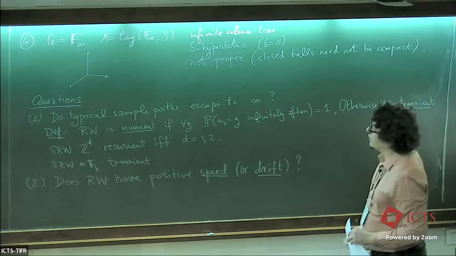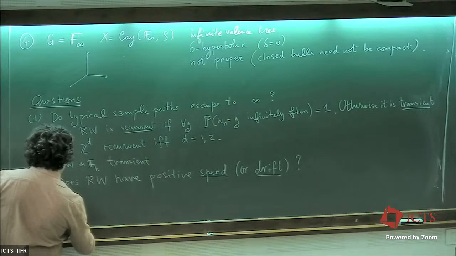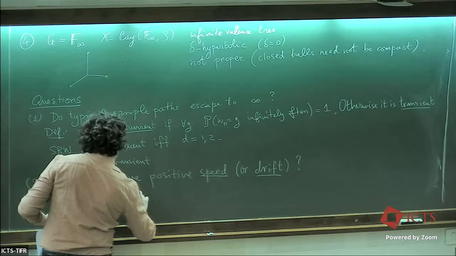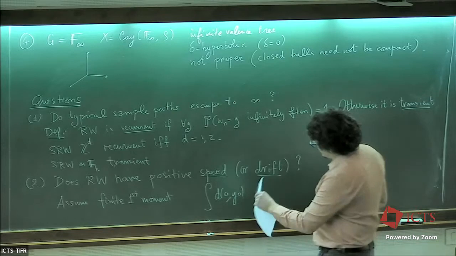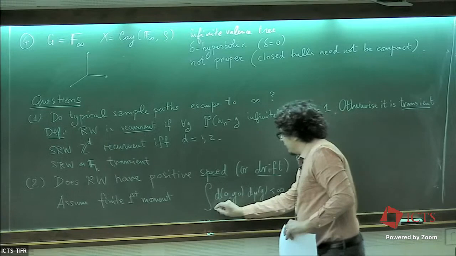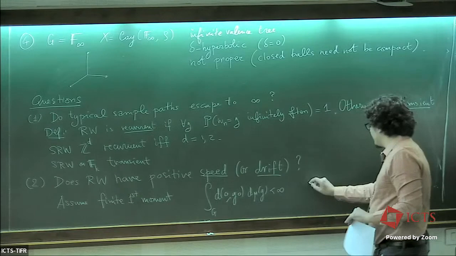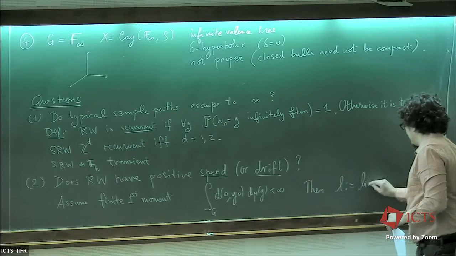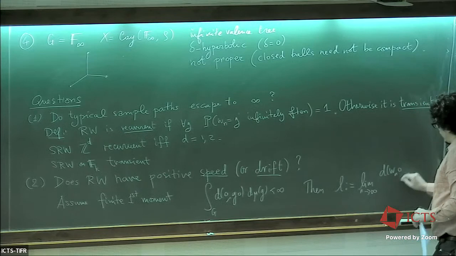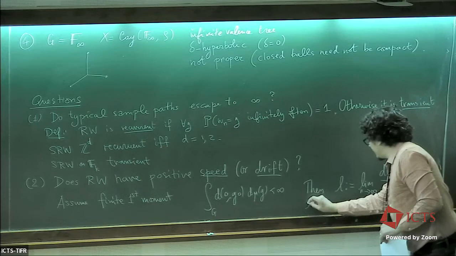So how do we define the speed or drift? Well, to be precise, we have to assume that you have finite first moment. Meaning that the integral of the distance, so the average of the possible distances that you're moving in one step, is finite. So this is just actually a series, but they write it as an integral. Then we can define the drift as the following: L, which is the limit as n goes to infinity of the distance between the nth step of the random walk and the origin divided by n. So in fact, this one exists almost surely.